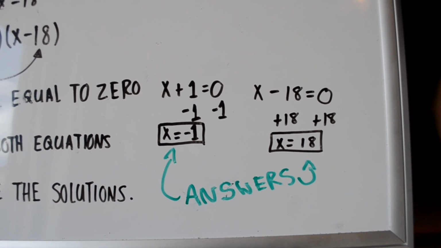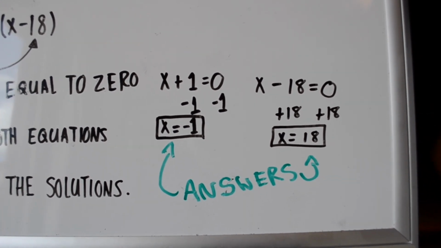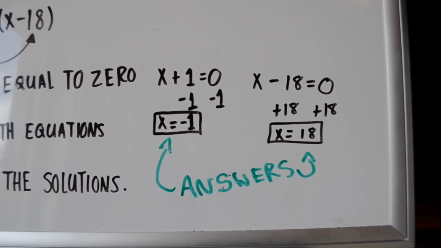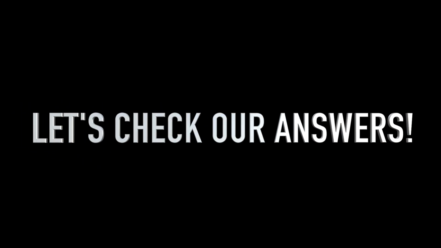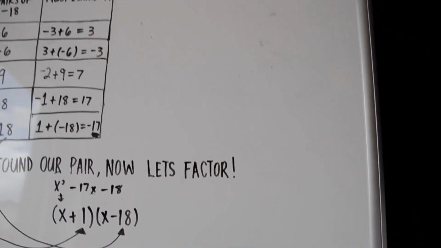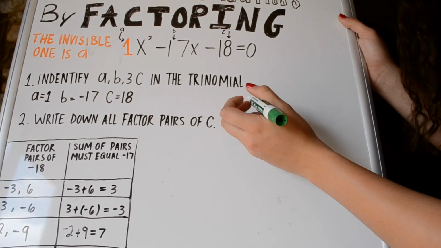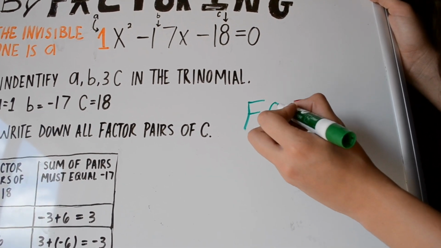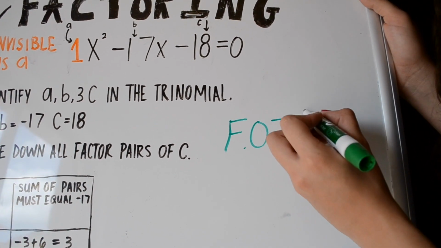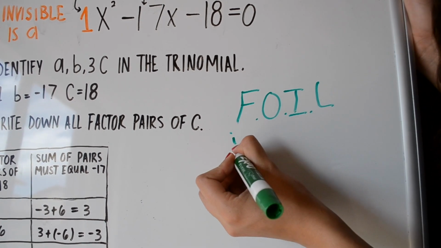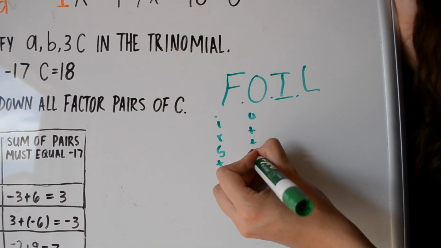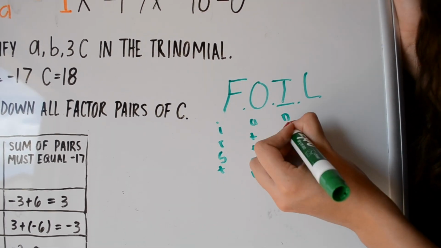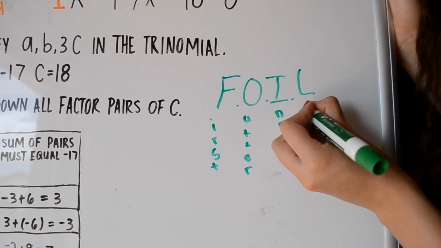You may be uneasy because this is a really important test for you and you want to make sure you got these answers right. How will we check? It's an acronym called FOIL. F-O-I-L, which stands for first, outer, inner, and last.